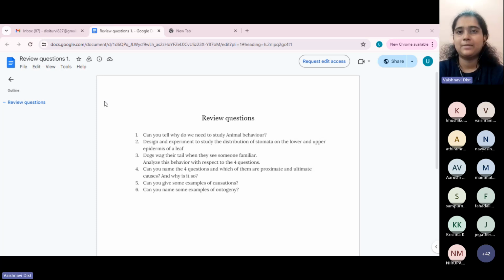I did mention this last time as well. Okay, so causation and ontogeny are called proximate causes because they answer the how aspect of behavior, and the function and evolution are called ultimate causes because they answer the why aspect of the behavior. Okay. So now that we have revised these four questions, dogs wagging their tail. We all know that dogs wag their tail when they see someone familiar. So I want you guys to analyze this behavior with respect to the four questions.